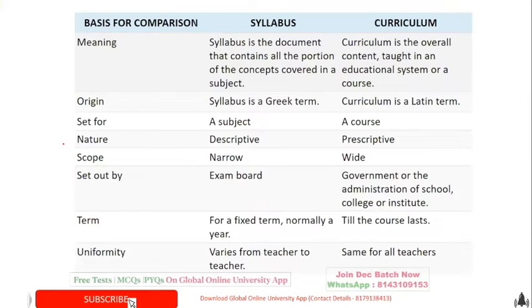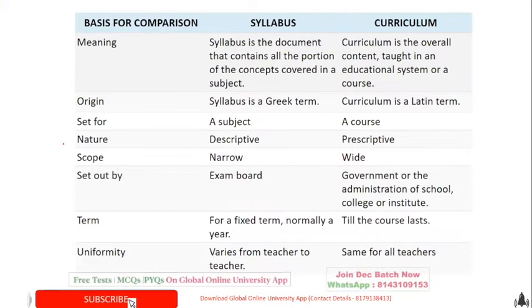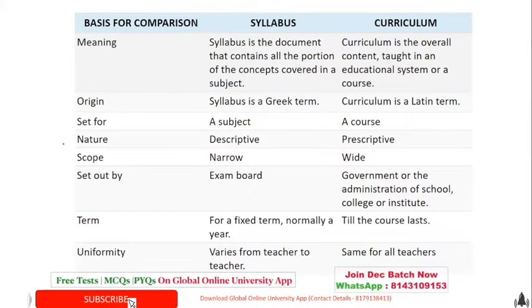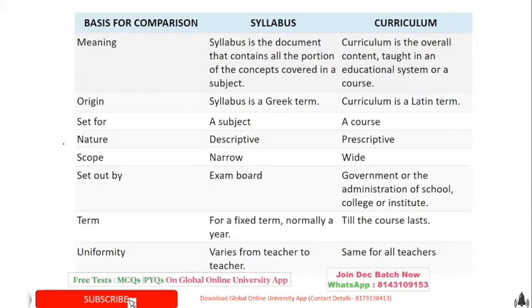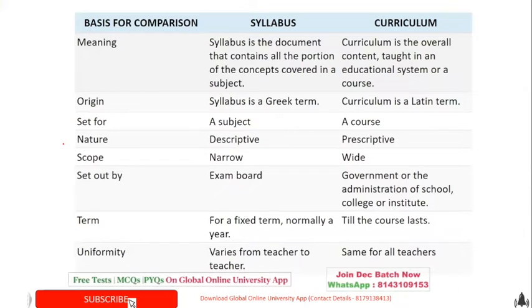Going next, yes, there is definitely a question seen nowadays on syllabus and curriculum. In previous year question papers, and in the older syllabus also, there were questions on syllabus and curriculum.